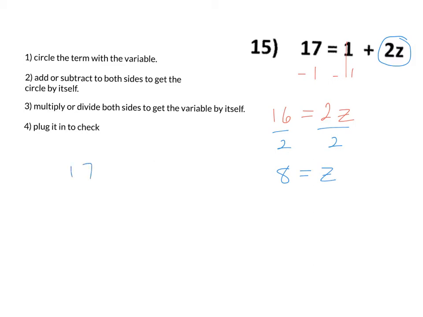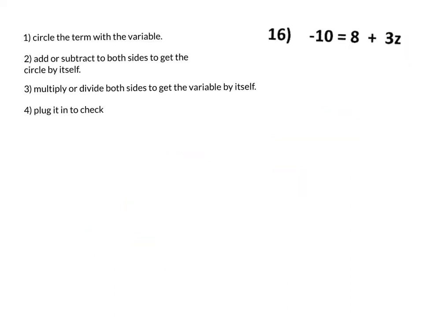Check it here. I got 17 is equal to 1 plus 2 times 8. 2 times 8 is 16, so I have 17 is equal to 1 plus 16. 1 plus 16 is 17. I get 17 is equal to 17. There is my check.